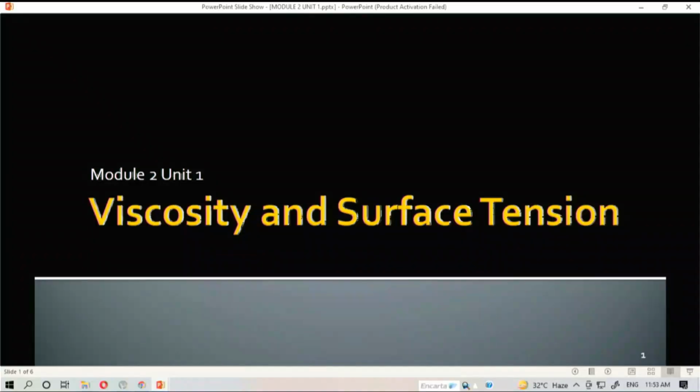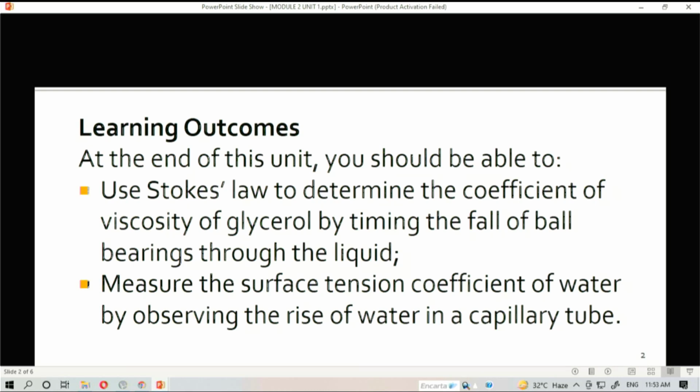Good day and welcome to another unit of Physics 191 Experimental Physics 1. In this unit, we'll be considering viscosity and surface tension.